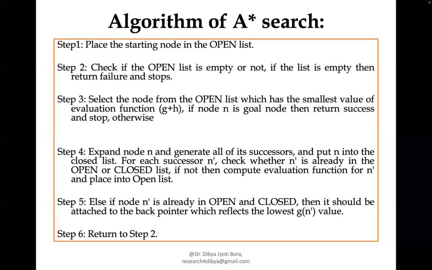Step 5, else if the node n is already in the open or closed list, then it should be attached to the back pointer which reflects the lowest g(n) value. यहाँ पे और एक चीज है कि हम एक रास्ते से जा रहे हैं, दूसरा वाला ज्यादा अच्छा ऑप्शन दे रहा है, then it should reflect the lowest value, right? ये इसके लिए हम बैक पॉइंटर यूज करते हैं. Then step 6 is to return to step 2. These are the steps. Please remember the steps. I hope everything is clear, and write it down in your copy.